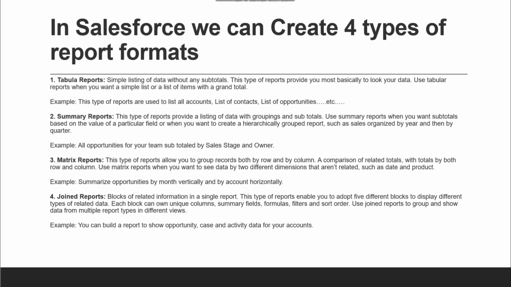Joint report is blocks of related information in a single report. In a single report, it shows us the data of more than one report. This type of report enables you to add up to five different blocks to display different types of related data. Each block can have its own unique columns, summary fields, formulas, filters, and sort order. Use a joint report to group and show data from multiple report types in different views. For example, you can build a report to show opportunity, case, and activity data for your accounts.